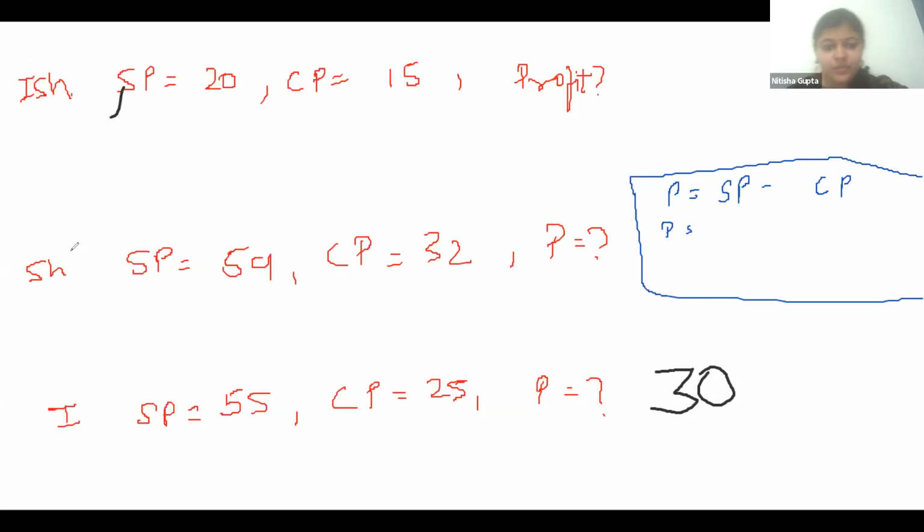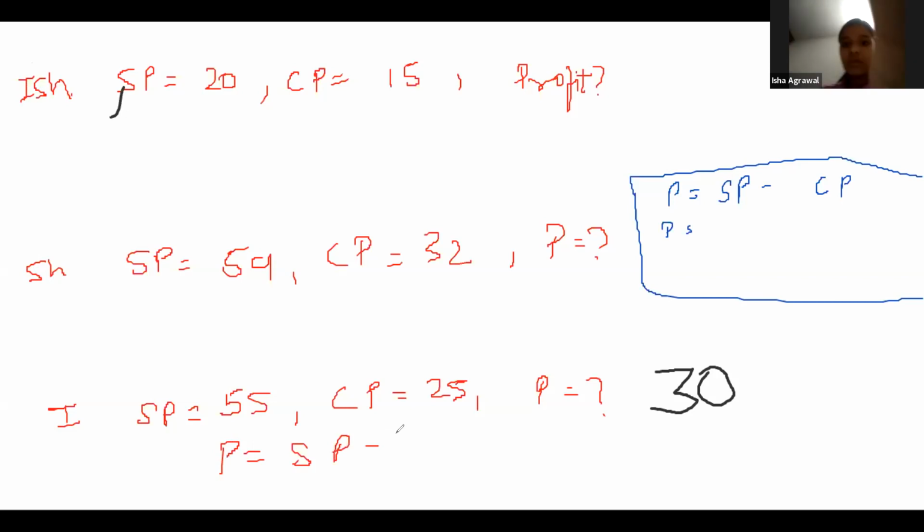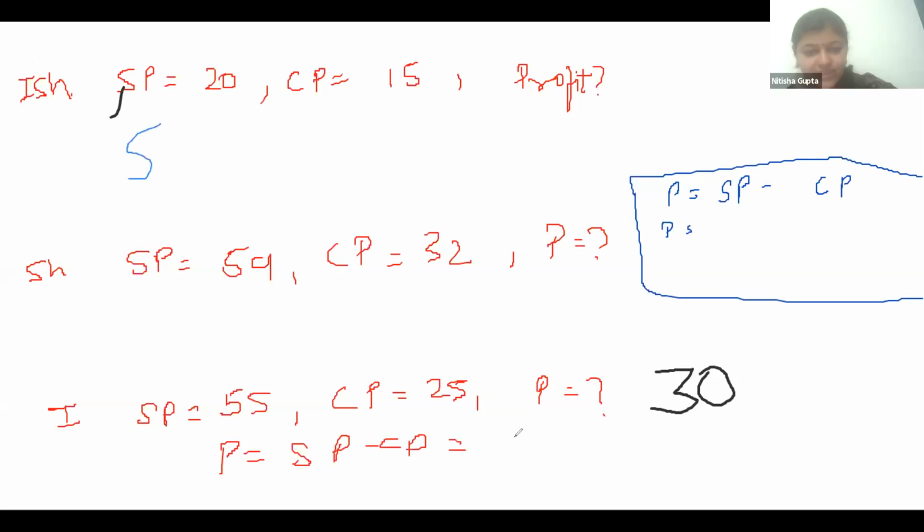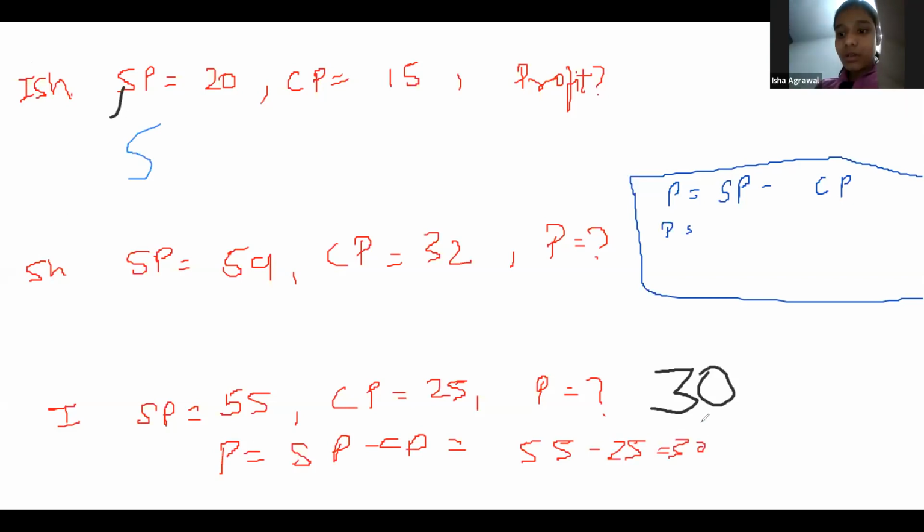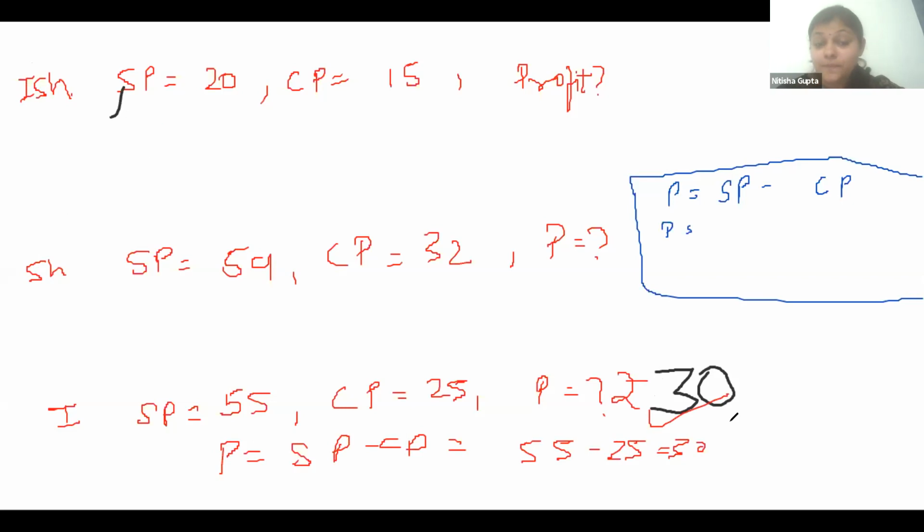Yes. Ma'am, profit is equal to SP minus CP. Very good, Shweta. You're going step by step. So 55 minus 25, which is 30. Correct. Very good. Yes, Shweta. Ma'am, what is my SP? SP is written here, 59. It is 59.